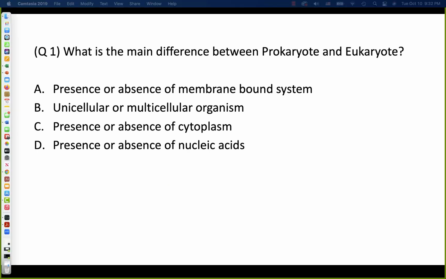Question 1. What is the main difference between prokaryote and eukaryote? What is the main difference to identify prokaryote and eukaryote? Maybe the cell is equipped with a membrane-bound system. It can be referred to as eukaryote. Or if single cell refers to prokaryote and multi-cell refers to eukaryote, sometimes the single cell can belong to eukaryote. Or presence or absence of cytoplasm, or presence or absence of nucleic acid. What kind of criteria differentiated between prokaryote and eukaryote? You can find the answer from the lecture.